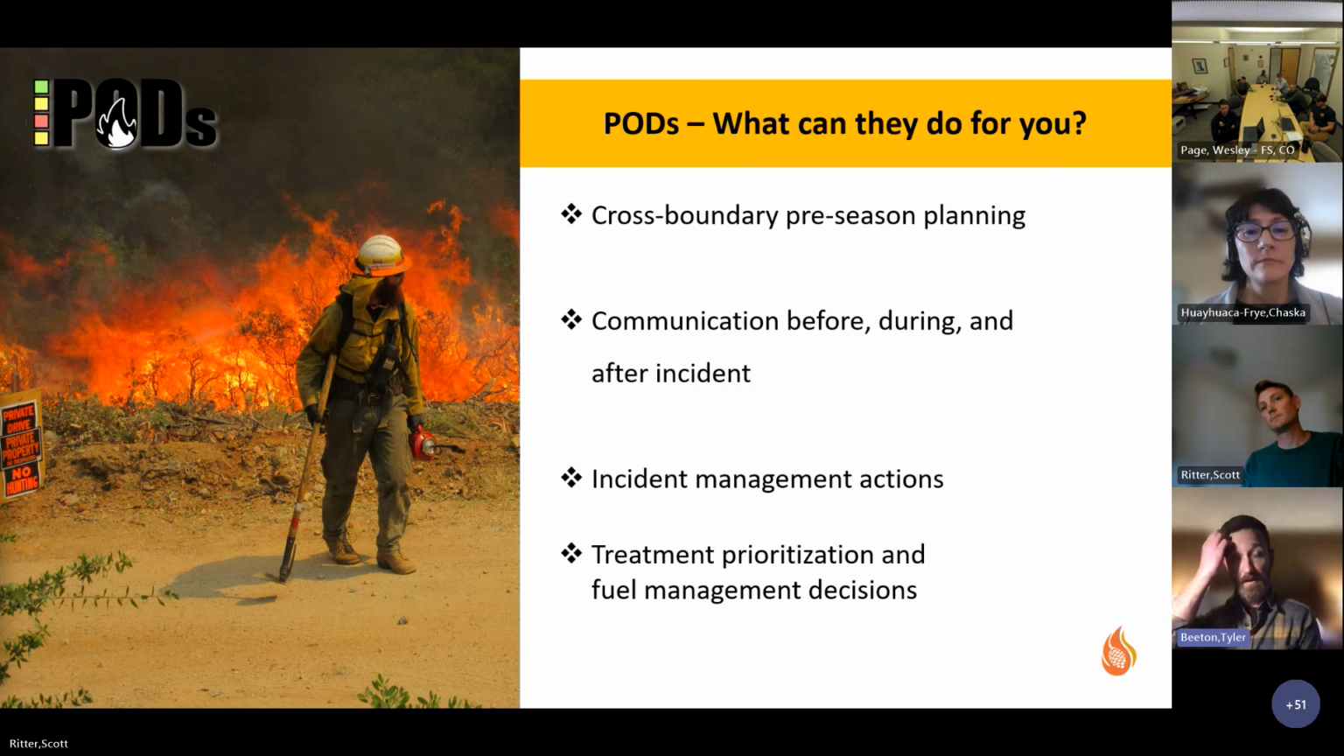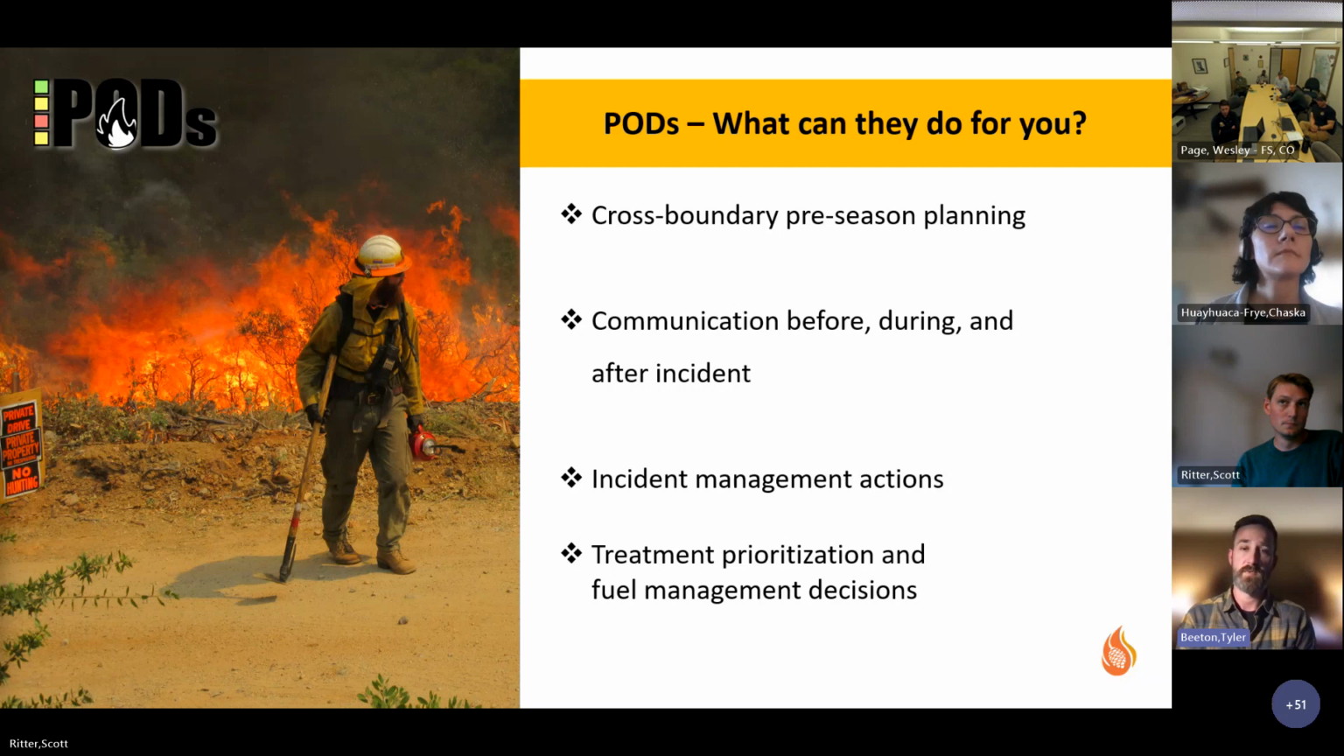So pods are relevant for a number of different things, and I'm going to go into a few details, but just the bullets here are that they're useful for pre-season planning across boundaries. They've been useful for communication before, during, and after incidents. More and more, we're seeing them used to inform incident management decisions. And while the framework was initially developed for incident management, we're seeing them more and more used, and we'll see examples in a minute of how they're being used for treatment prioritization and fuel management decisions.